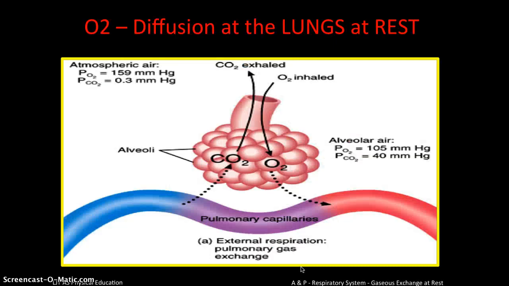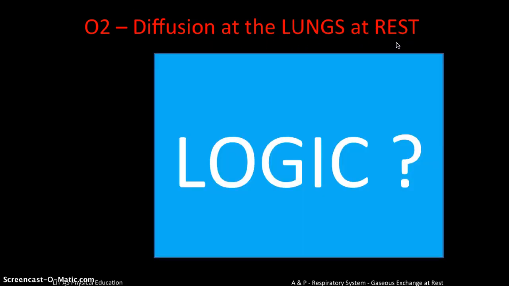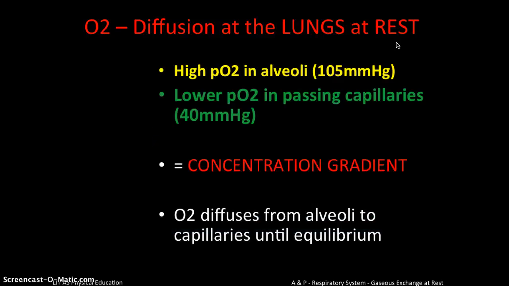So let's specifically look at oxygen and look at diffusion that occurs, or gaseous exchange that occurs at the lungs at rest. What makes sense? So we breathe air in, we've got lots of oxygen in our lungs, and we need to get it into our blood. So logically, we think oxygen will move from our alveoli, from our lungs, and diffuse into our blood. That just makes sense. And the reason behind it, the physiology behind it, is because the partial pressure of oxygen, the amount of oxygen we have in our alveoli, is high relative to the partial pressure of oxygen, the amount we have in the passing capillaries that have come back from the body.